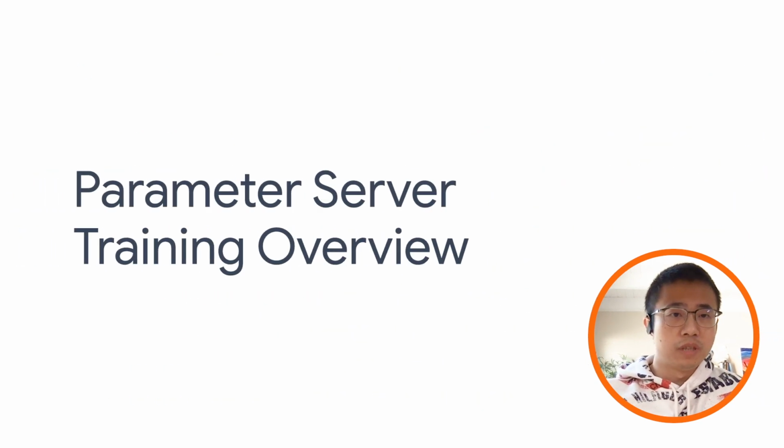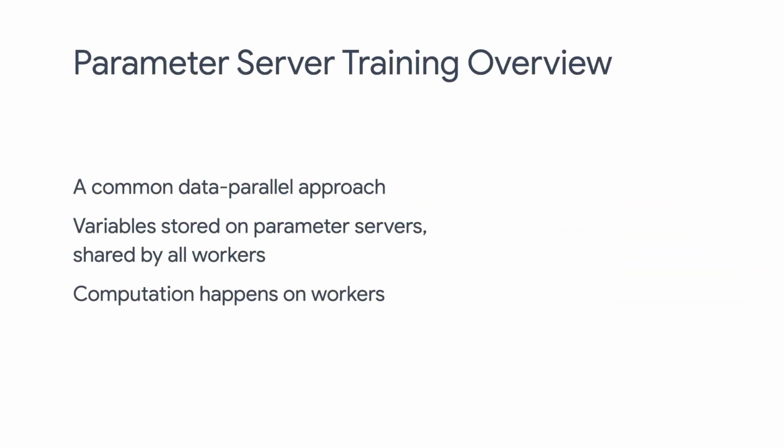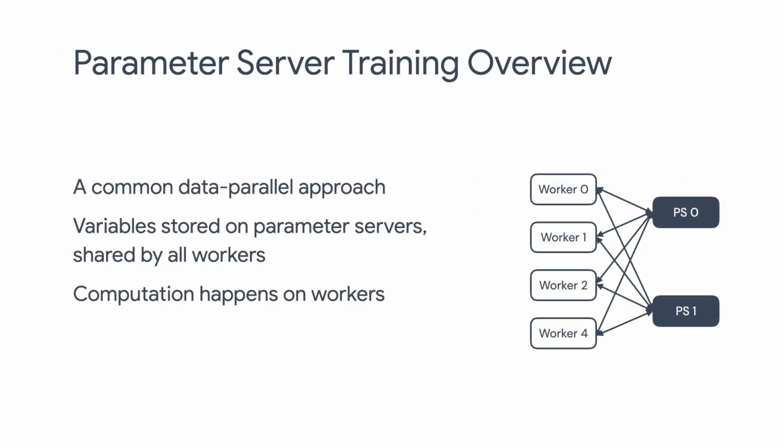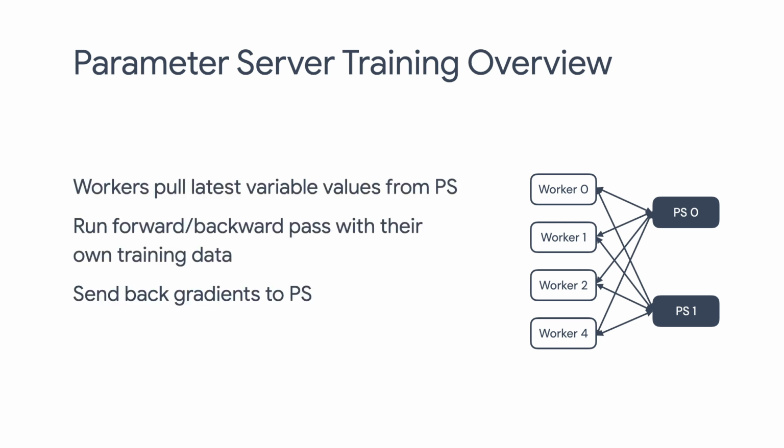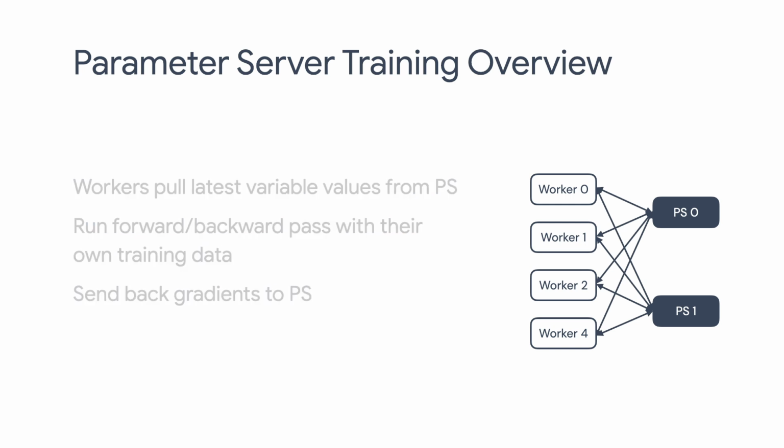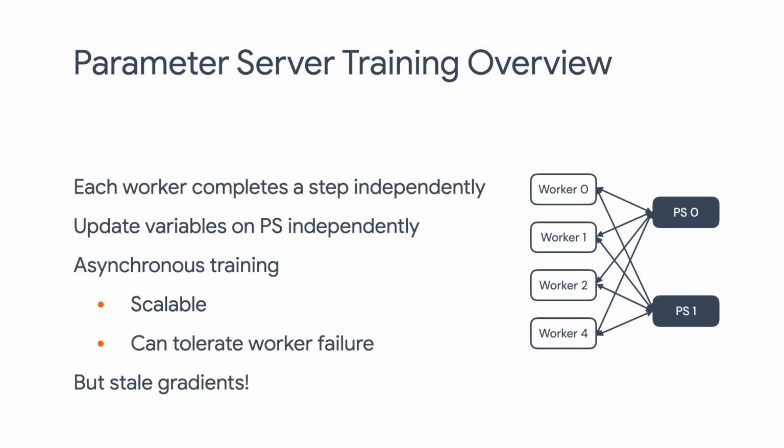First, what is parameter server training? In short, it is a common data parallel approach to scale up model training on multiple machines. In this approach, variables are stored on parameter servers shared by all workers, and most of the computation happens on workers. In each training step, workers pull latest variable values from parameter servers. They run forward backward passes with their own training data, and they send back gradients to parameter servers.